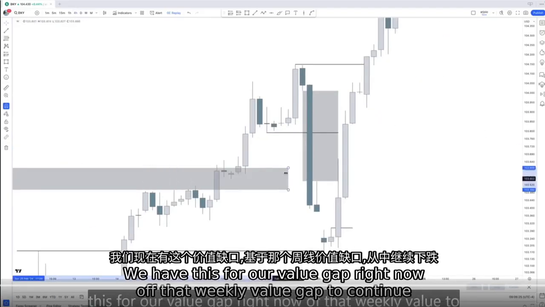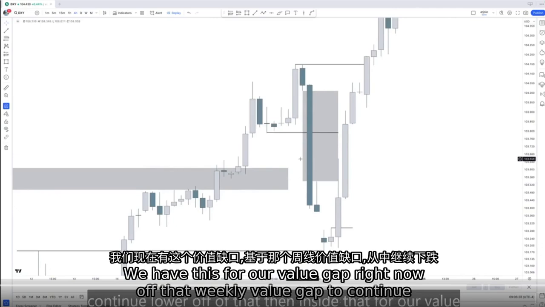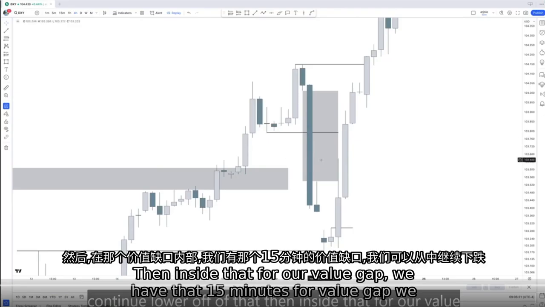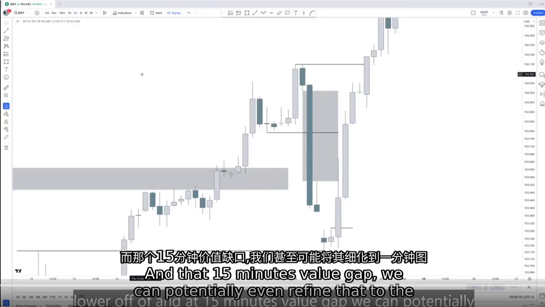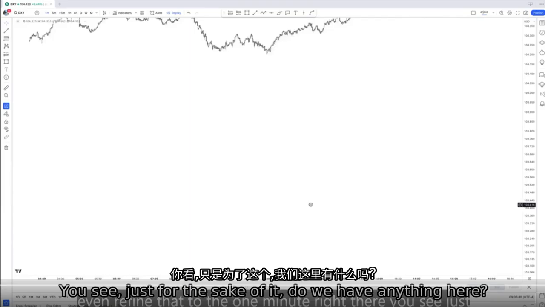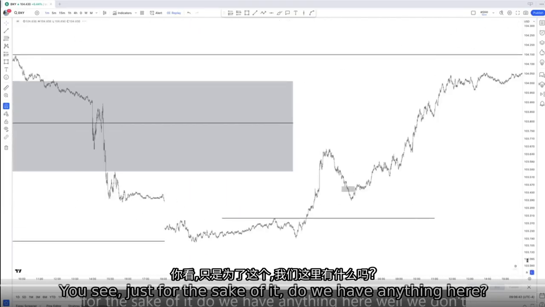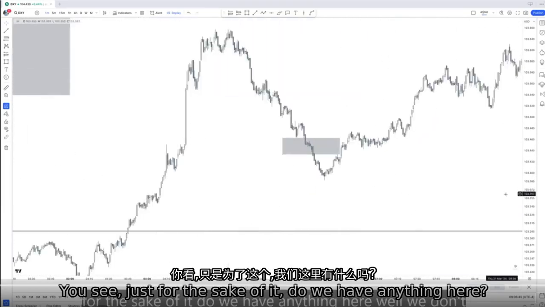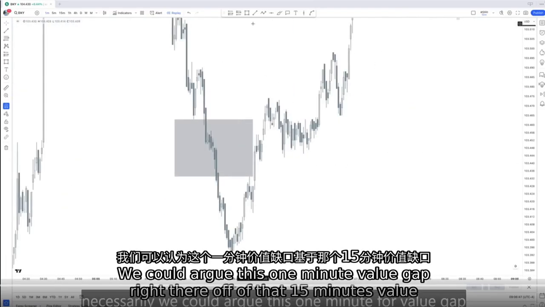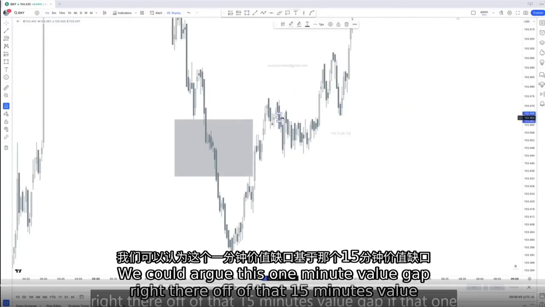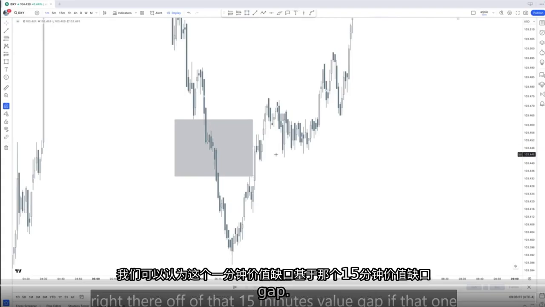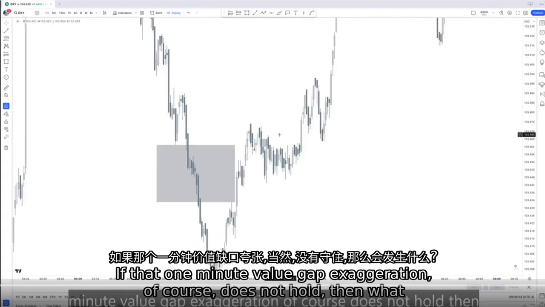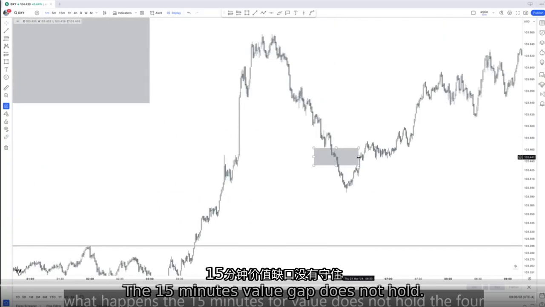We have this 4-hour value gap right now off that weekly value gap to continue lower off of. Then inside that 4-hour value gap, we have that 15-minute value gap we can continue lower off of. And that 15-minute value gap, we can potentially even refine to the 1-minute right there. Let's actually see, just for the sake of it, do we have anything here? Well, not necessarily. We could argue this 1-minute value gap right there off of that 15-minute value gap. If that 1-minute value gap does not hold, then what happens? The 15-minute value gap does not hold.